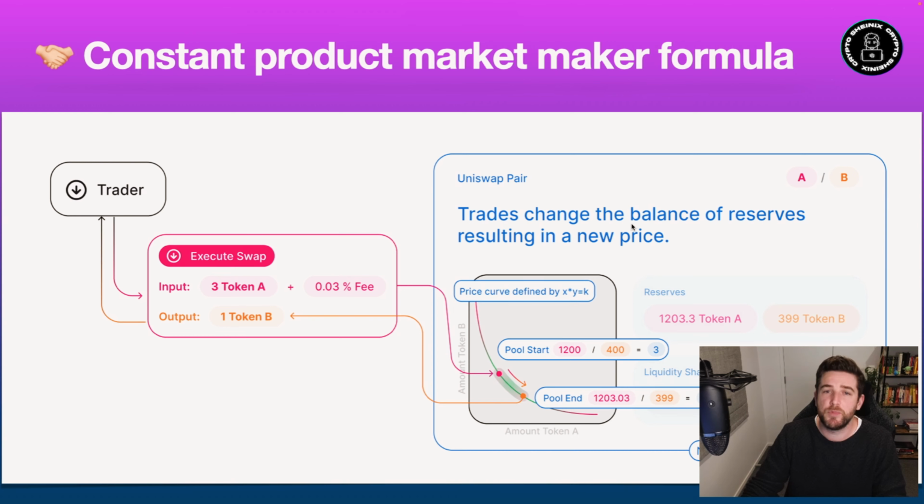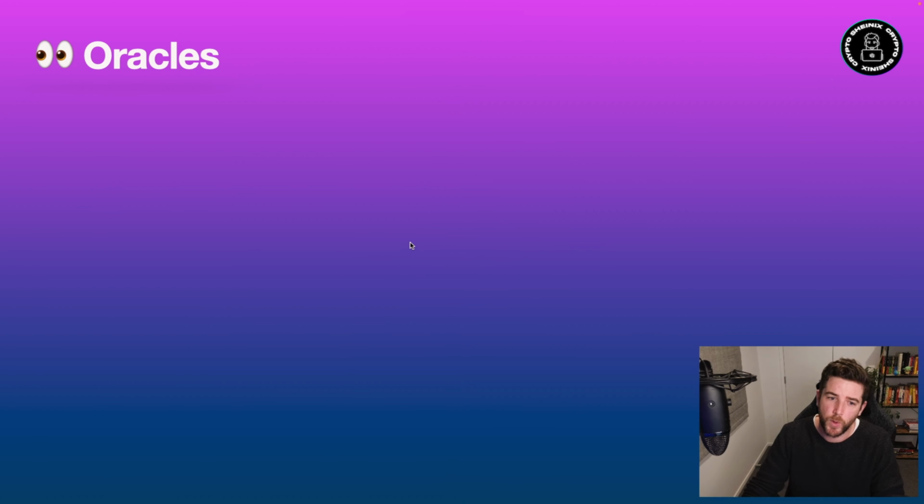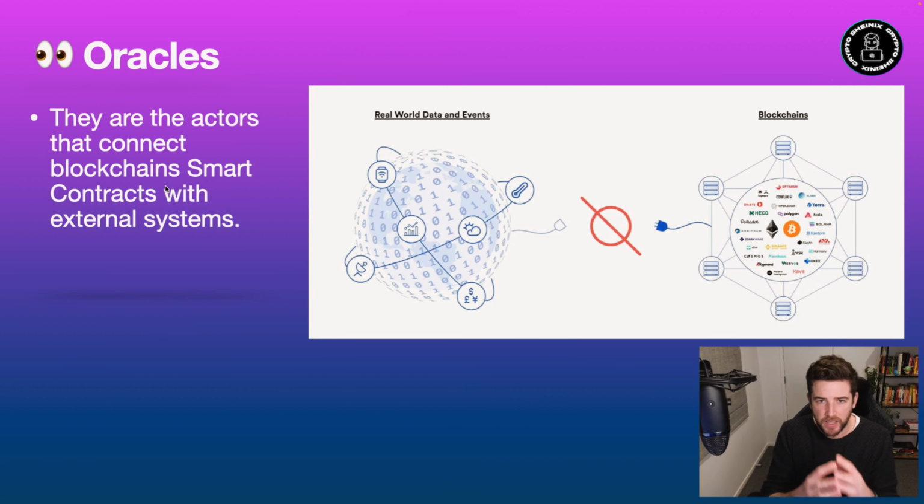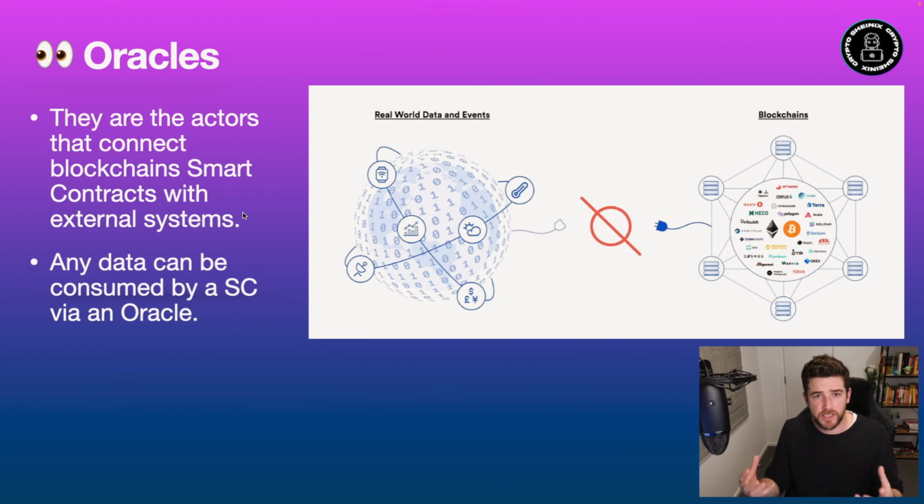Okay, let's move on now to oracles. What are oracles? They are basically the actors that connect the blockchain's smart contracts with external systems. The external systems can be any data that can be consumed by the smart contracts. What I mean is, it could be weather data, it could be forex exchange data, it could be a match result in a football game, it could be whatever we want.